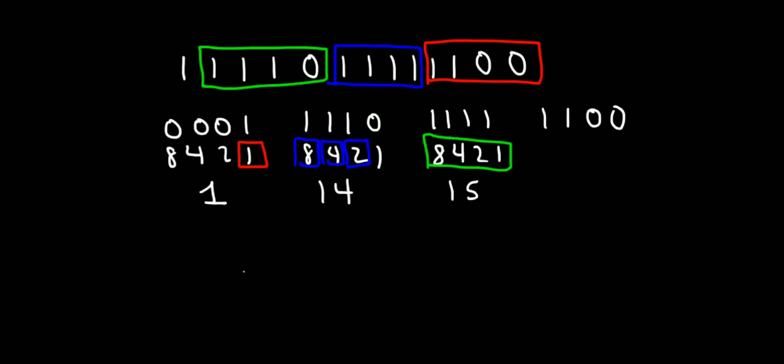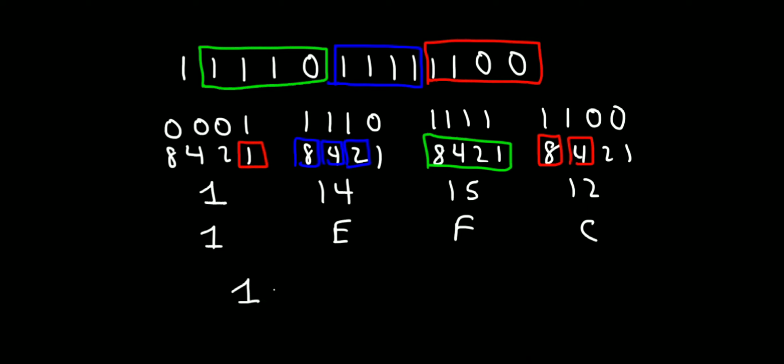then 8 4 2 1 again. Now in this also you can add 8 and 4, it will be 12. Now we will not write the numbers directly, we will write the code for these numbers. 12 is having the code C, 14 is having the code E, 15 is having the code F, and 1 is 1. So 1EFC with base 16 is the answer of this question.